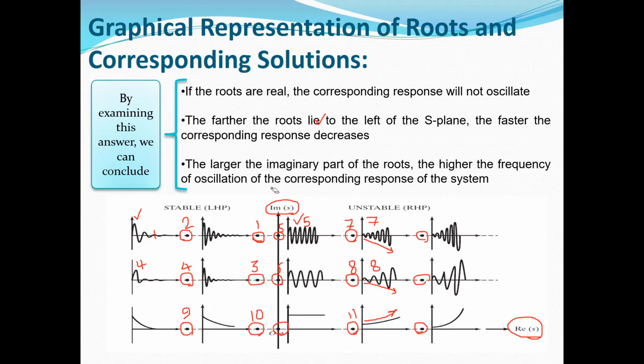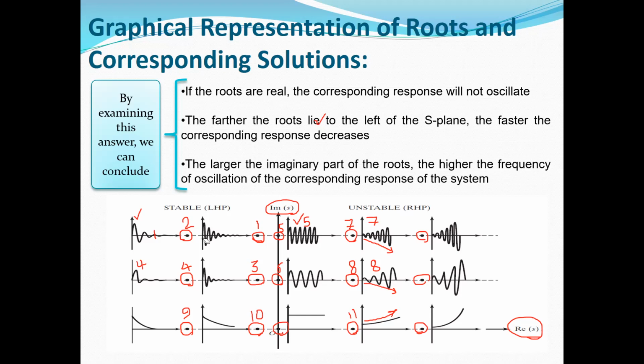I mean, the response is equal to the exponential of the real part times C1 times cosine of the imaginary part times t, plus C2 sine of the imaginary part times t. So you can see the imaginary parts will appear in the cosine and sine terms, so it will somehow be the frequency of your response. By increasing the imaginary part, you can see that the frequency of the response is increased. For example, you can compare case 1 and case 3. Both of them will decay with the same ratio, but the frequency of case 1 is more than case 3.